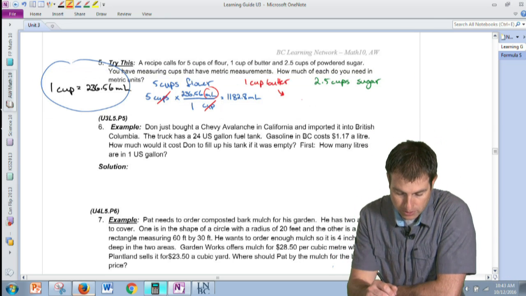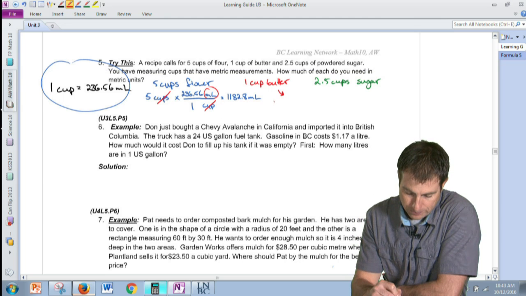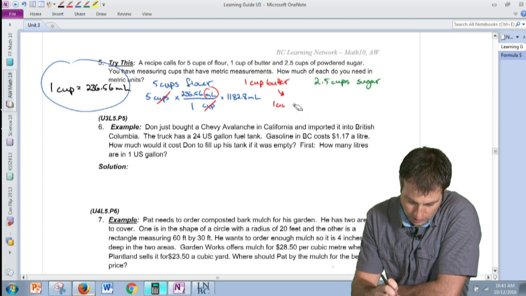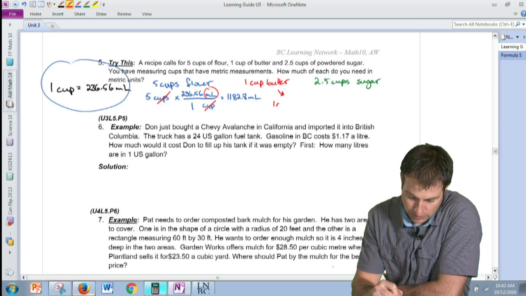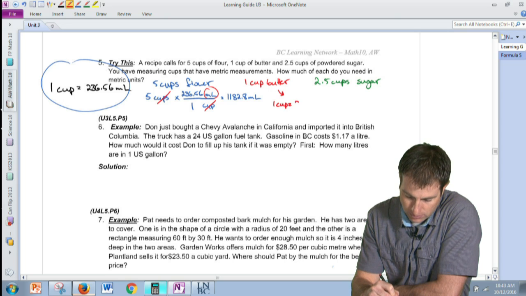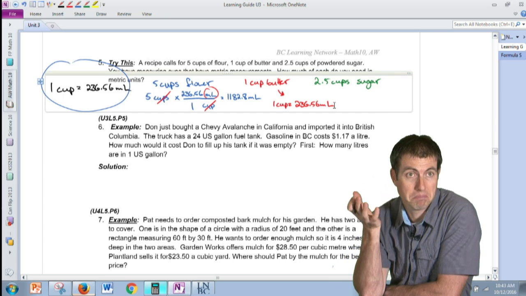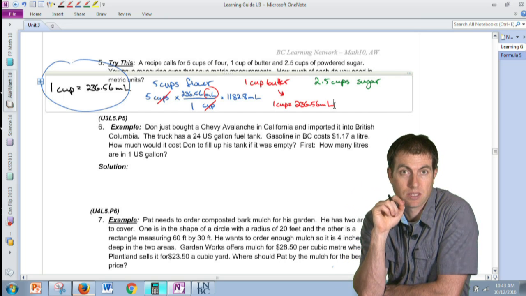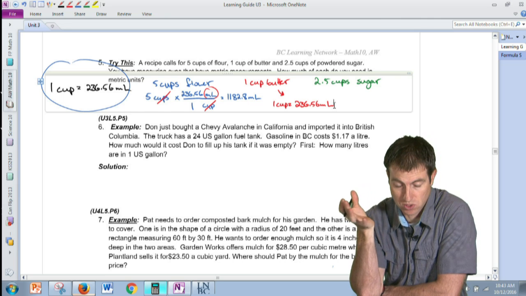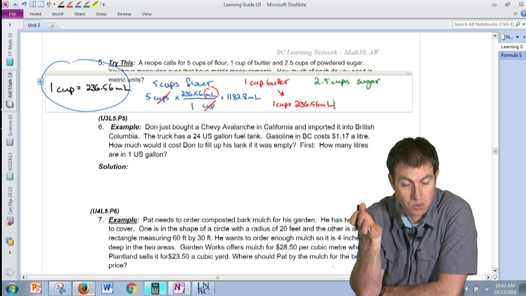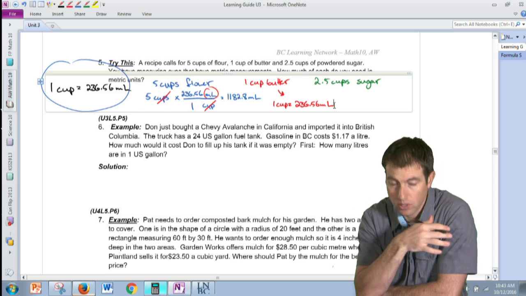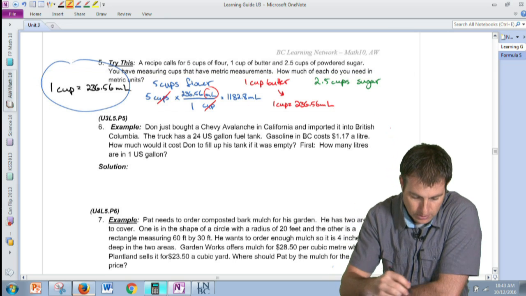1 cup of butter, I know that 1 cup is exactly 236.56 milliliters, so I don't really even need to do a conversion there. That's just 236.56, done. That's just the conversion factor. 1 cup is 236.56. So I don't have to do any work, which is kind of nice.